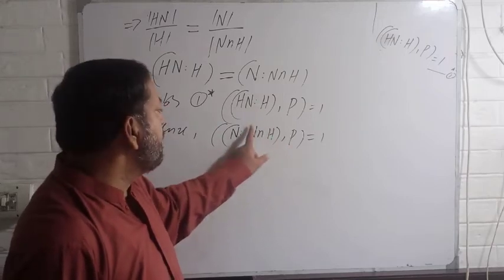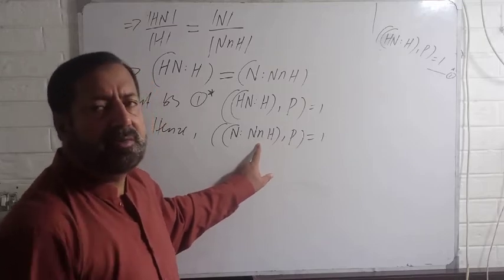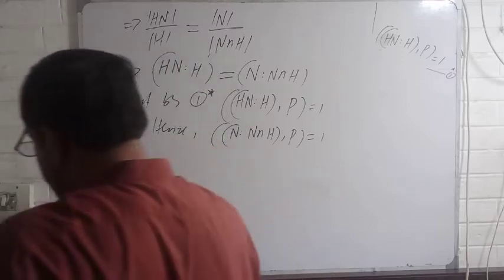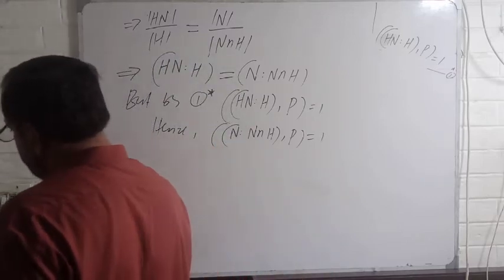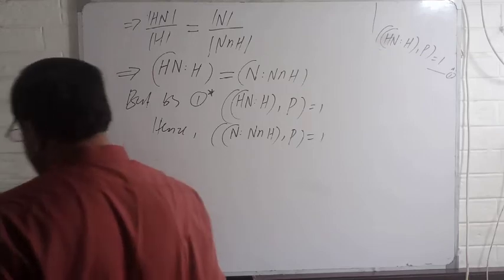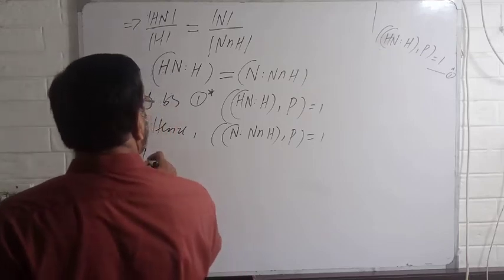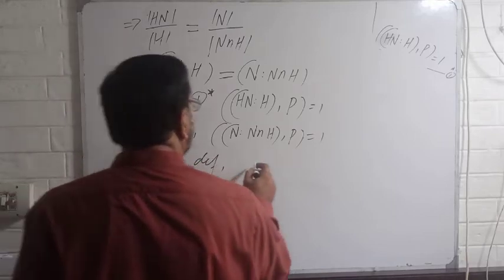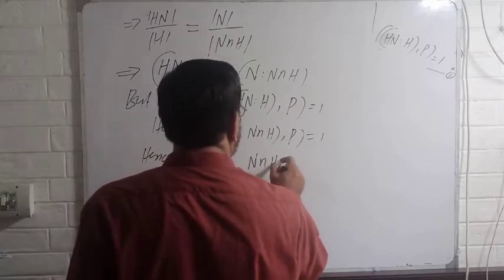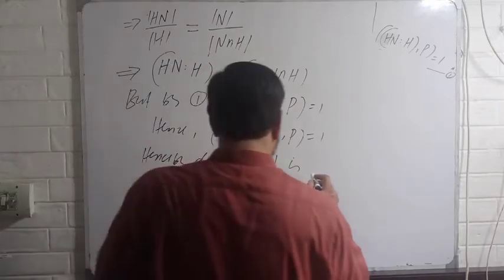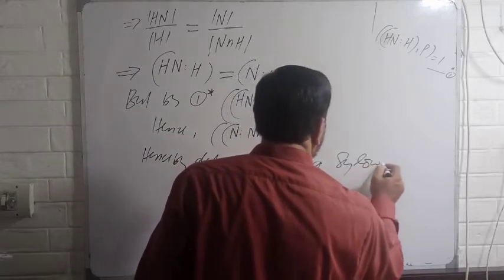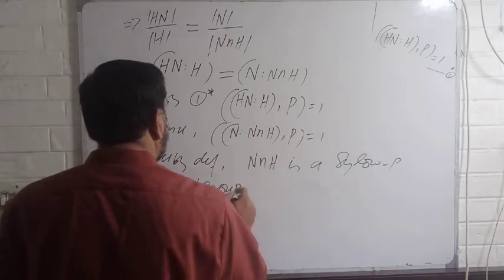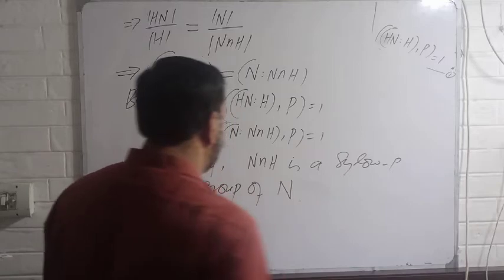This means that N intersection H, being a P group, is also Sylow-p in capital N as well. This clearly shows that, hence by definition, N intersection H is a Sylow-p subgroup of capital N. Right.